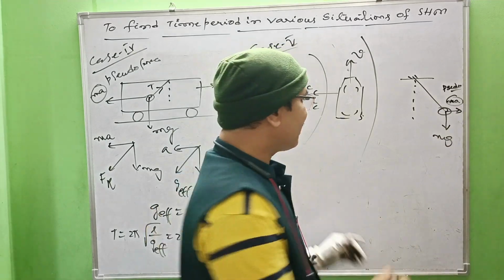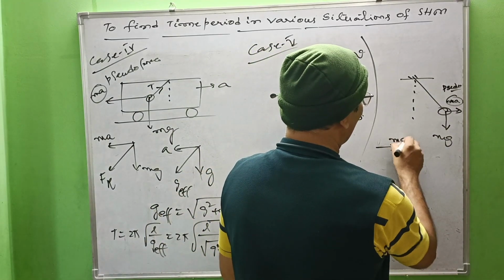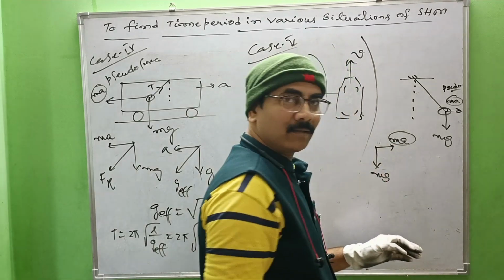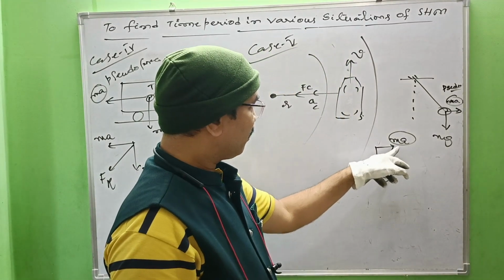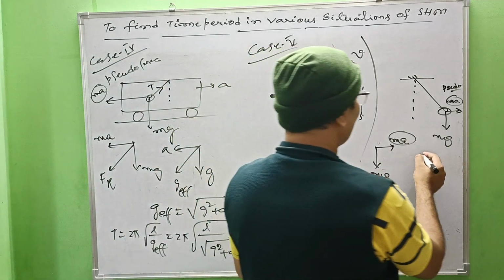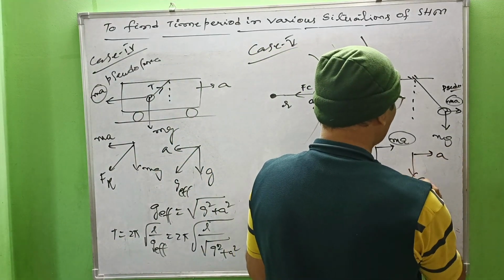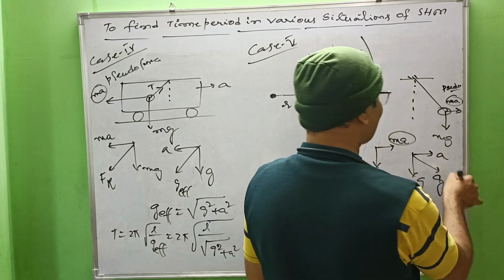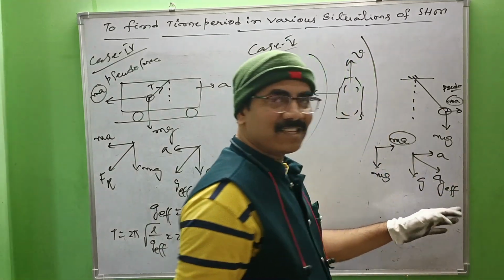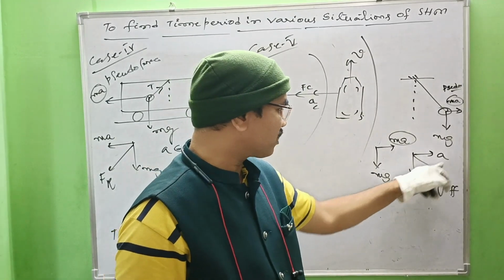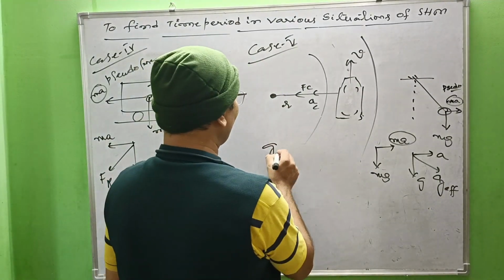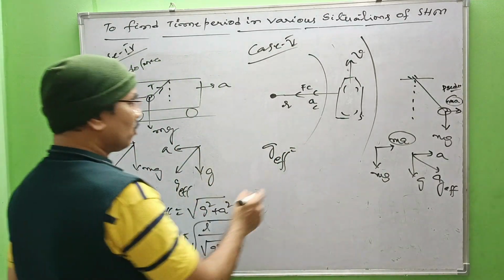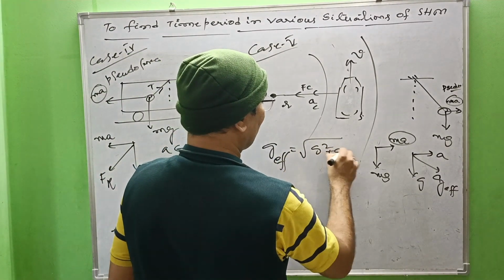Now what is the resultant here? This is MA, the pseudo force, and this is MG, the real force. If M is excluded and we write A and G only, it is reduced to A and G like this. This is G effective, otherwise the resultant acceleration. So G effective equals root over A square plus G square. Again the same formula here, root over G square plus A square.